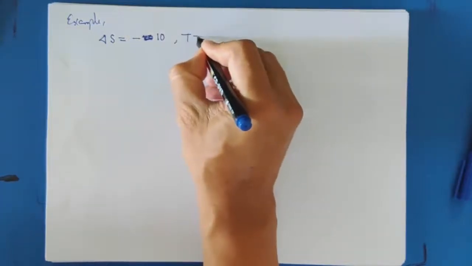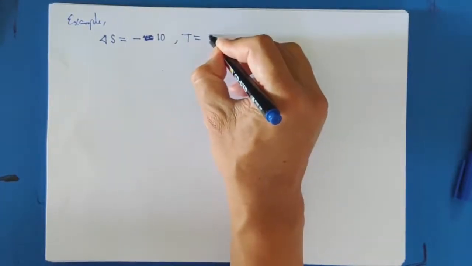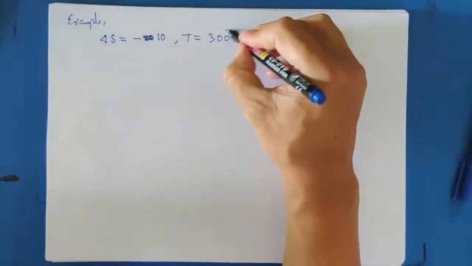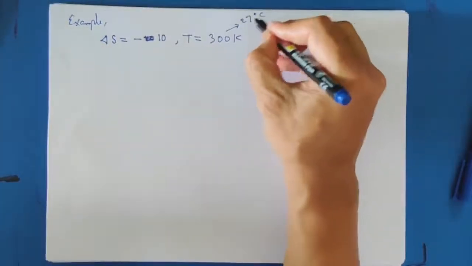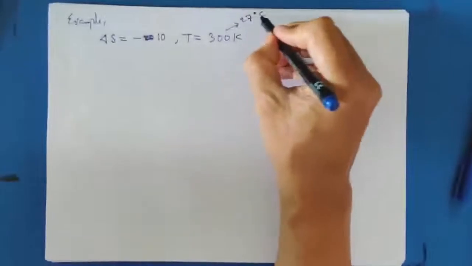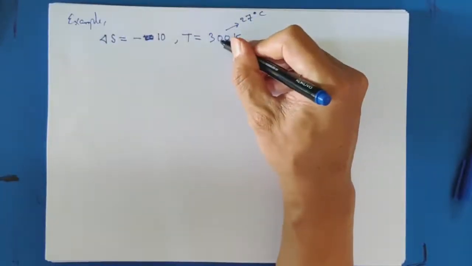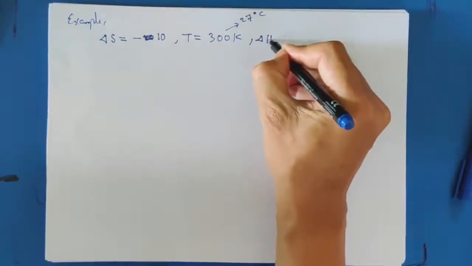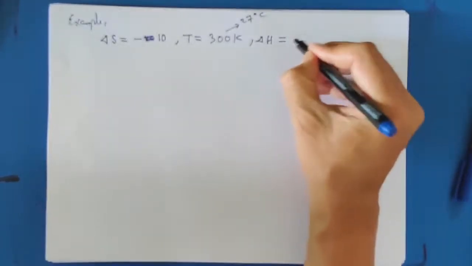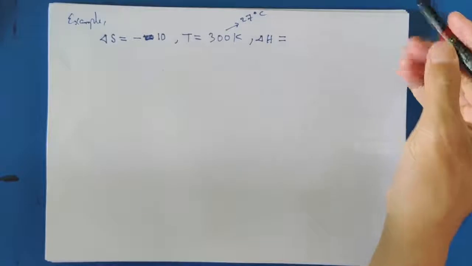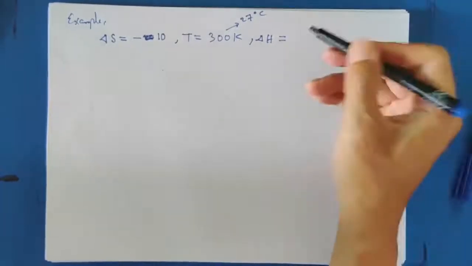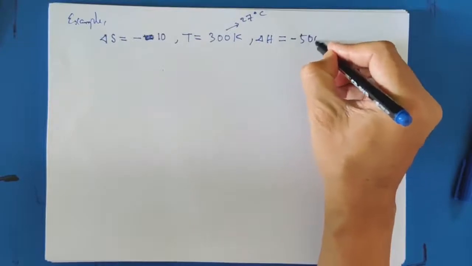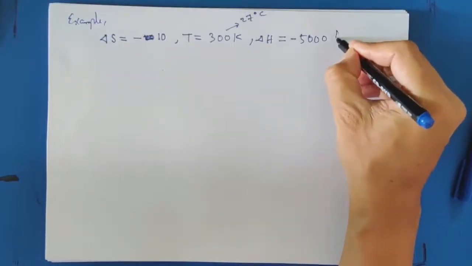Temperature too. Okay, so we will just take 300 Kelvin. 300 Kelvin, this is in terms of degrees, 25 degree is 298 Kelvin, right? Del H also has to be negative. Adsorption energy is released, so del H enthalpy also has to be negative. Say 5000 kilojoule per mole.